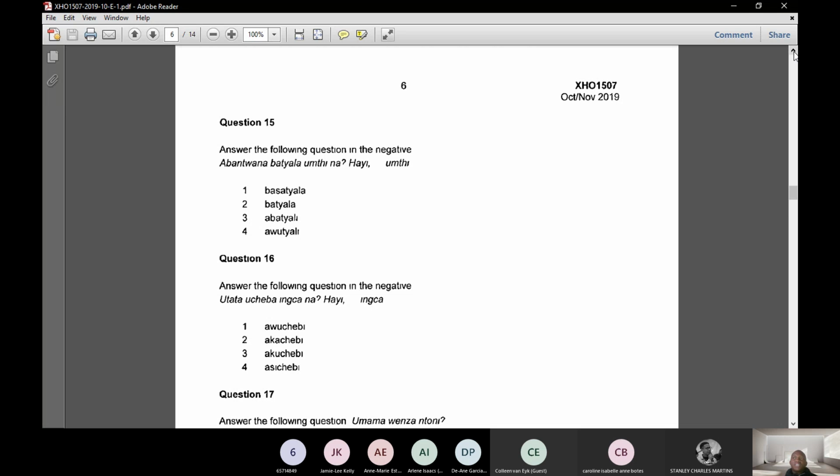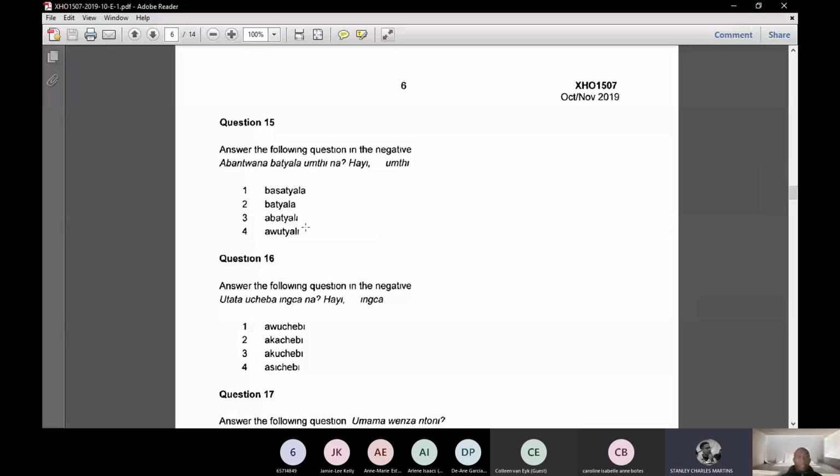Batyala is positive because it's telling you that they are doing this thing. A negative verb is telling you they are not doing this thing. So to show that someone is not doing this thing, replace the suffix with I. Do you understand? Yes, I get you. So the only positive option and negative option is abatyali and awutyali.